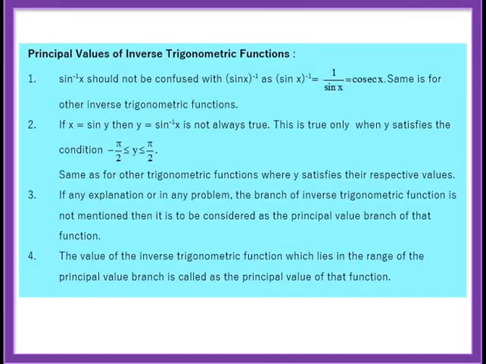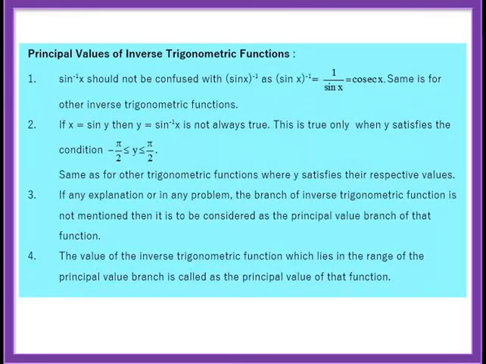Point number 3. If in any explanation or problem the branch of an inverse trigonometric function is not mentioned, then it is to be considered as the principal value branch of that function. I already explained this. For example, in case of sine function, it is minus pi by 2 to pi by 2. In case of cosine function, 0 to pi, and in case of tangent function, minus pi by 2 to pi by 2.